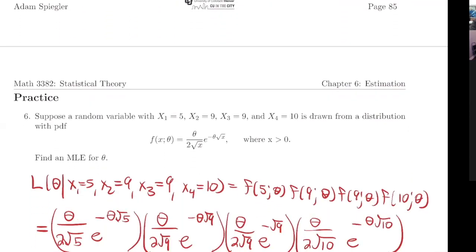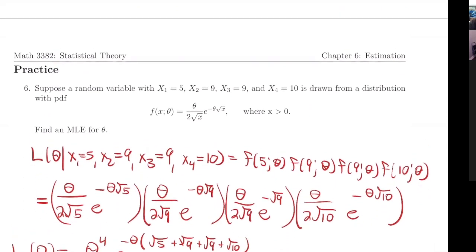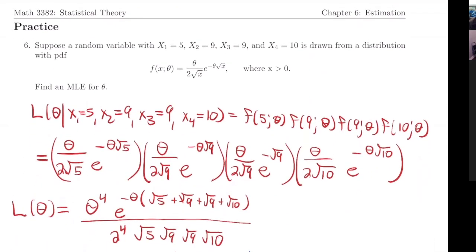So we're given the PDF and we have some values. So the likelihood function can be simplified to theta to the 4th times e to the minus theta. You could simplify those square roots if you want. I just left them alone. And then on the bottom, we have 2 to the 4th power, and then the product of those square roots.